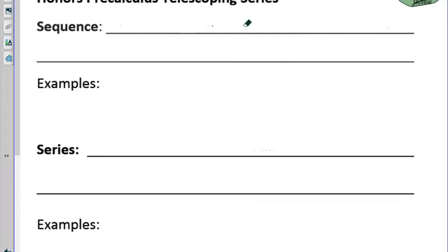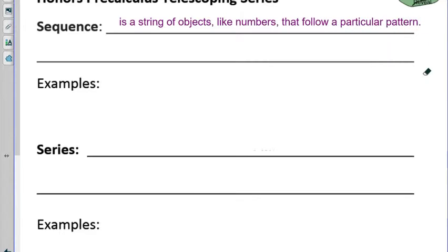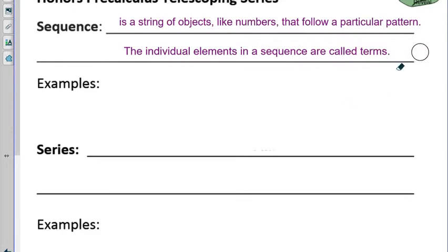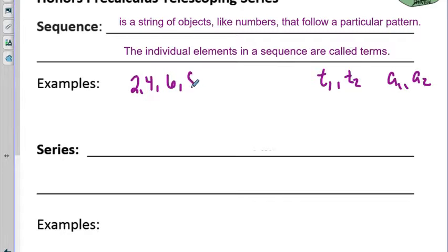So the first thing is to review what a sequence is and then what a series is. A sequence is a string of objects like numbers that follow a particular pattern. The individual elements in a sequence are called terms. So term one, term two, term three, sometimes we call them A1, A2, A3, etc. I believe in honors algebra 2 trig, you call them T1, T2. We have A1, A2. But examples would just be things like 2, 4, 6, 8.